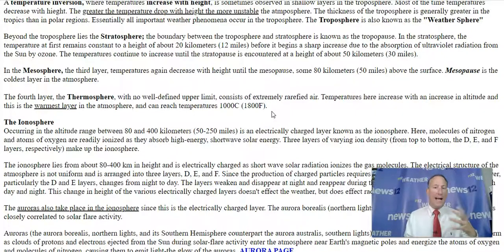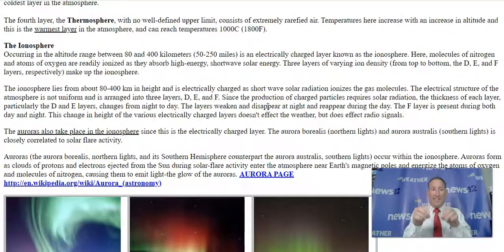You have rarefied air moving around. Think of kind of outer space, okay? Incoming solar radiation comes in, it hits that air and really heats it up. So it can get up to about 1,800 degrees Fahrenheit. Now, inside the thermosphere, not throughout the entire thermosphere, but a small layer inside the thermosphere, we have the ionosphere. So it's its own layer inside another layer.